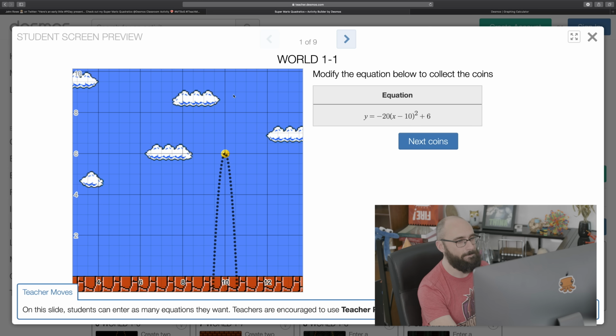And as you can see, the coin is spinning, and I get a next coins button. What I love is that there isn't a specific equation you have to put in. As long as you reach the coin, you get to move on.